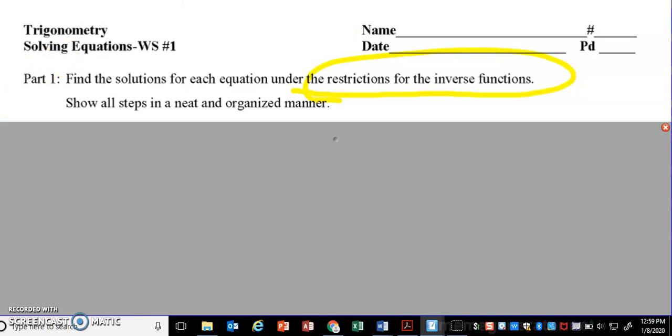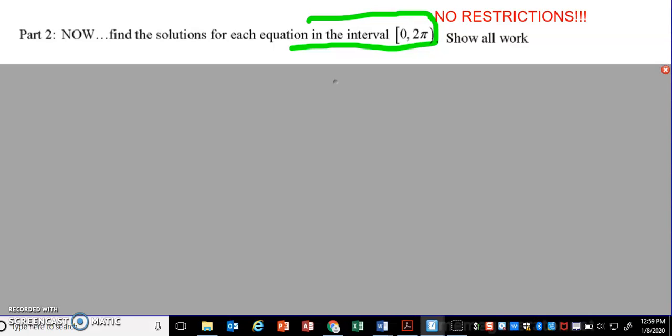However, with part 2, that is open. So that is from 0 to 2 pi. There are no restrictions. So make sure you are reading your instructions carefully and working appropriately.